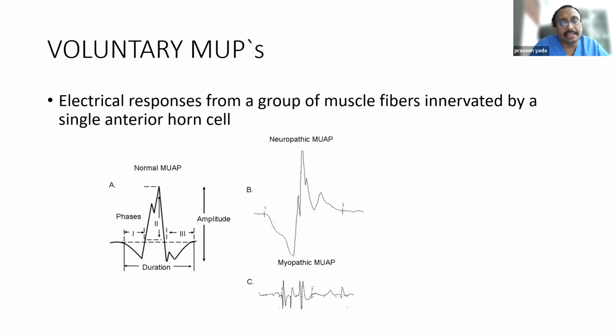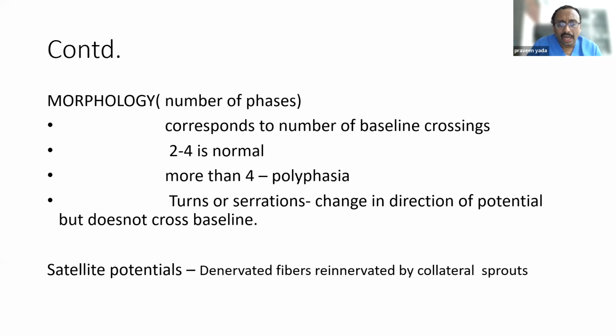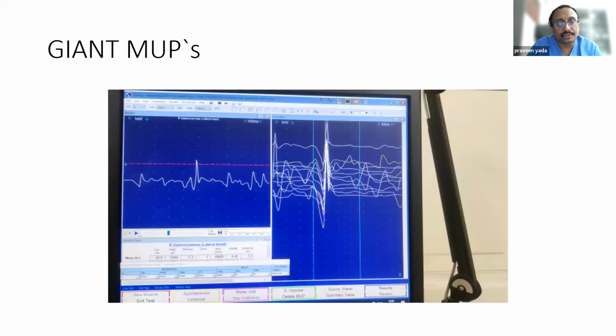The other important thing is that there may be a change in the direction of the potential, but it may not reach the baseline. These are called serrations or turns. They have the same meaning, but as they do not reach the baseline, they are called turns. Many times, beside this activity, there will be a small activity. That is called a satellite potential. That is suggestive of a denervated fiber which has been reinnervated by collateral sprouts.